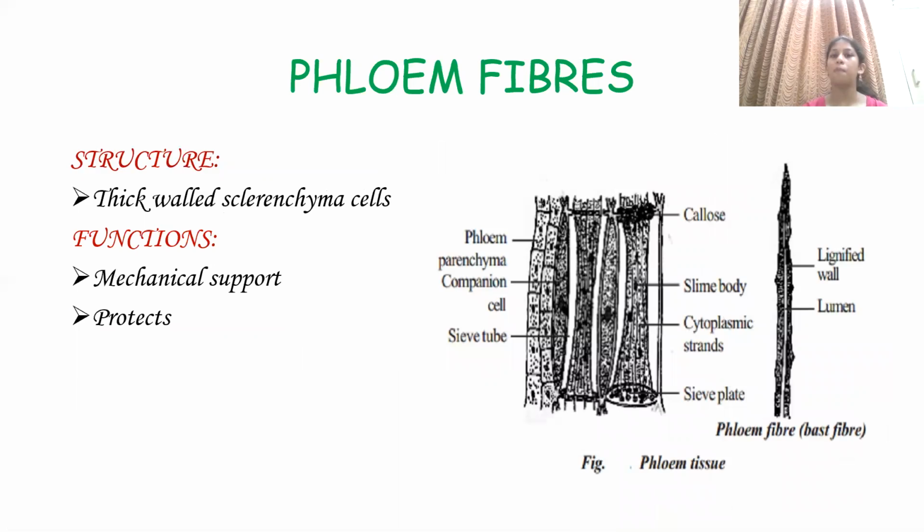The last type of phloem is phloem fibers. You can see the image of phloem fibers here. These phloem fibers are also known as bast fibers. The structure is they have thick walled sclerenchyma cells, and the function of phloem fibers is they provide mechanical support and they protect the plant.